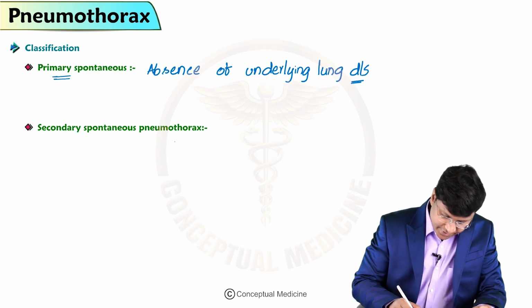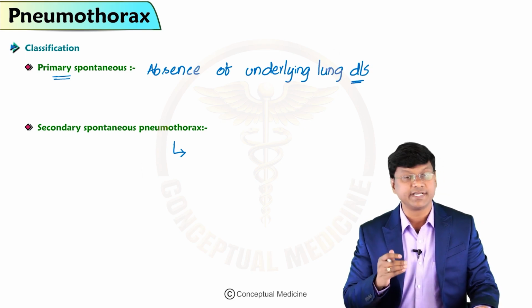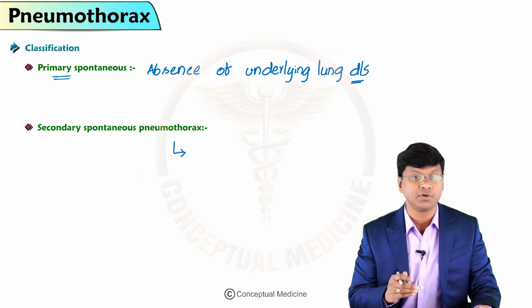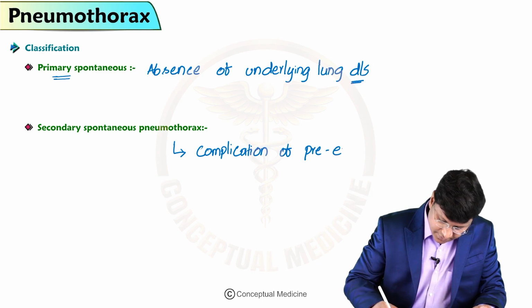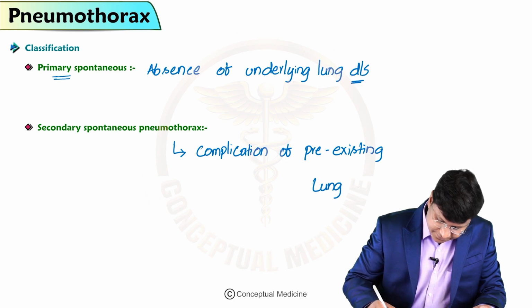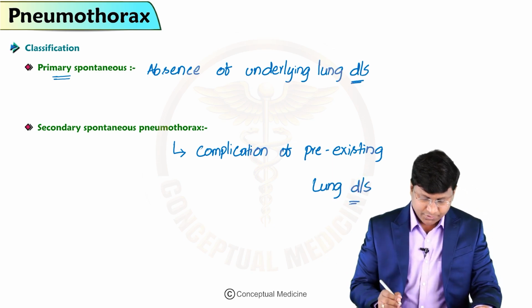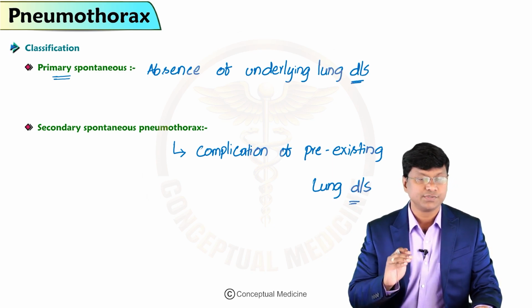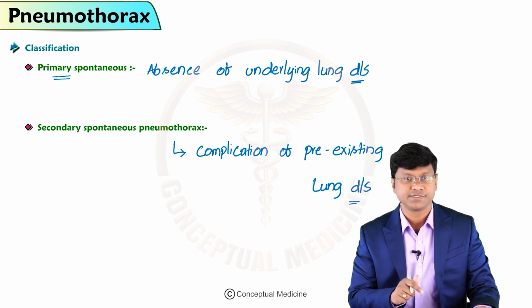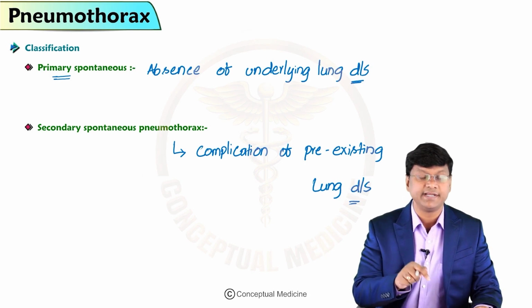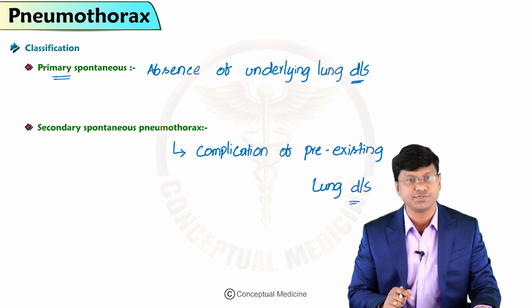Next, in case of secondary spontaneous pneumothorax, it is a complication of pre-existing lung disease. That is your secondary spontaneous pneumothorax. If there is no underlying lung disease but the individual has developed pneumothorax, that is primary spontaneous. And if there is a pre-existing lung disease and the individual has developed pneumothorax, that is secondary spontaneous pneumothorax.